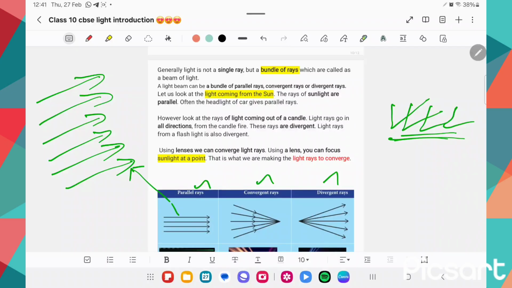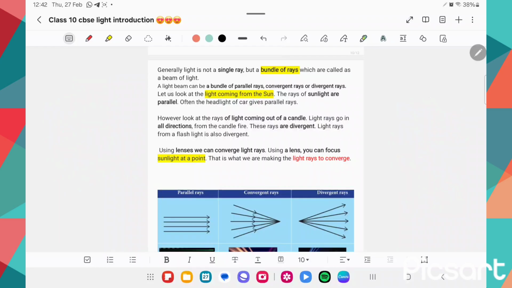And the divergent ray, where can we see it? In a candle. For example, if you light up a candle, what will that candle do? That candle will spread the light, correct or not? It spreads the light across all over the area. This spreading of rays is called as what?